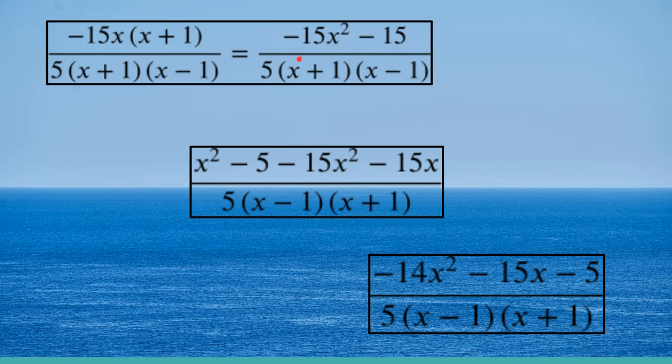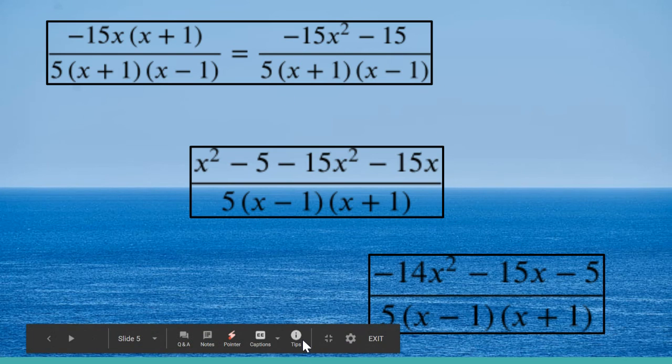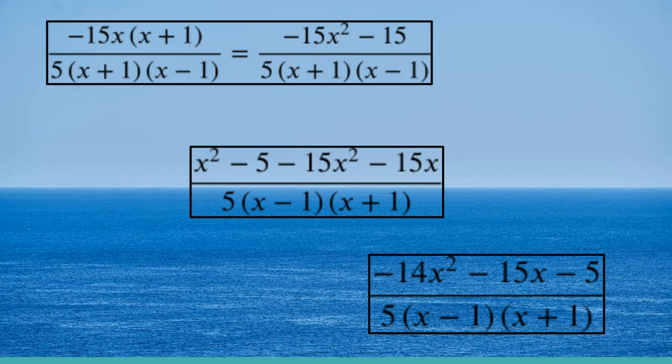That is how you subtract rational expressions with factored denominators.